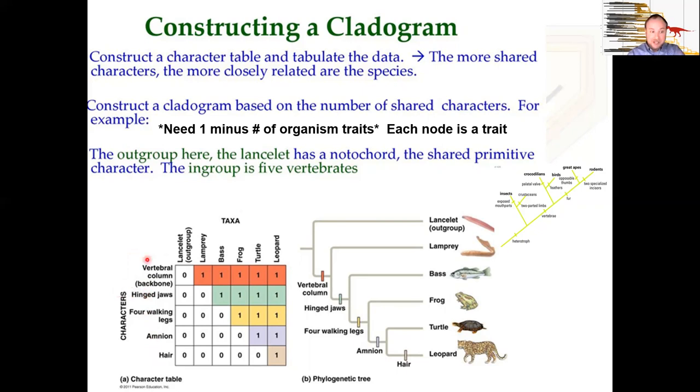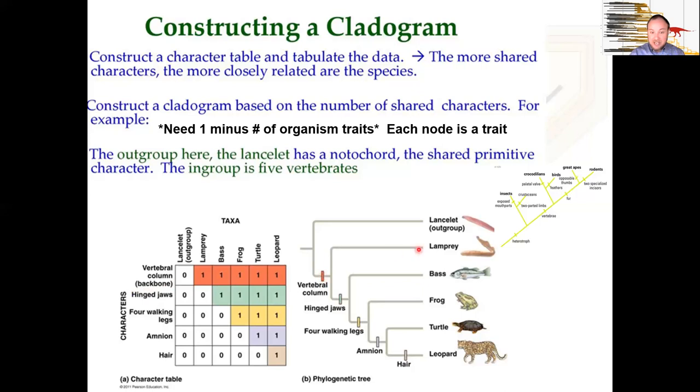But what you do now is, for a vertebral column, the lancelet does not have a vertebral column. It has a very primitive notochord. All the other organisms here do, and so they all get a 1. So that's the first branch. The lancelets are on this branch all by themselves. They do not have a vertebral column. All the rest of them down this branch do. Now we need to further separate. We need another feature that's going to separate out one of these critters. And so in this case, it's hinged jaws.